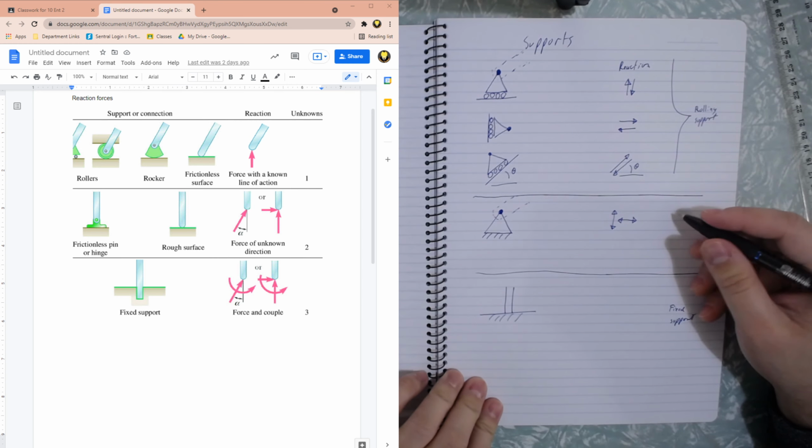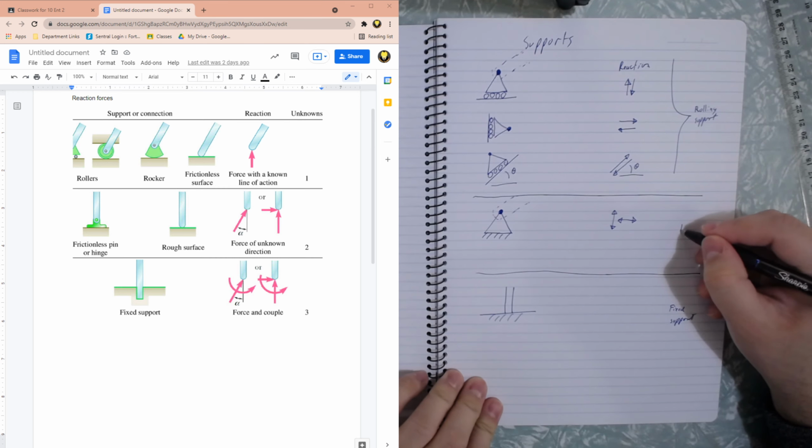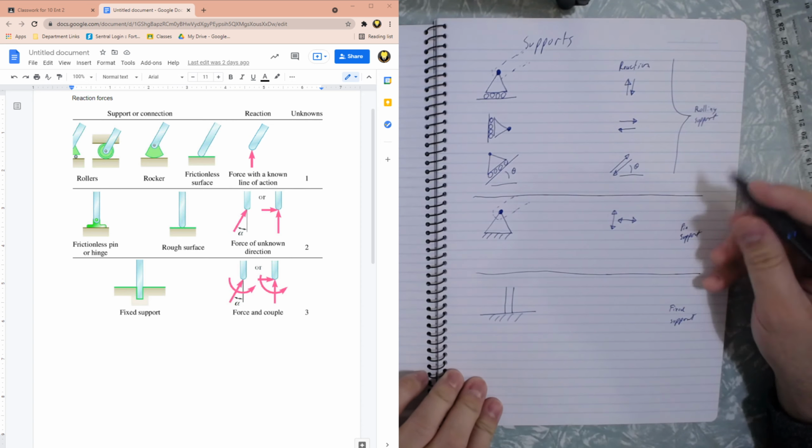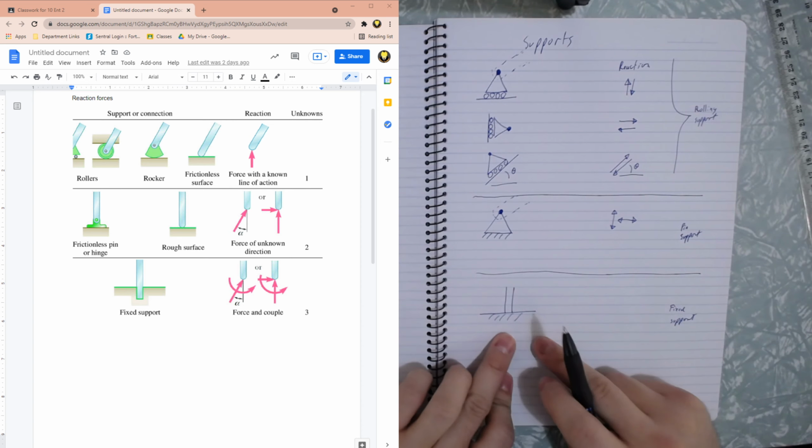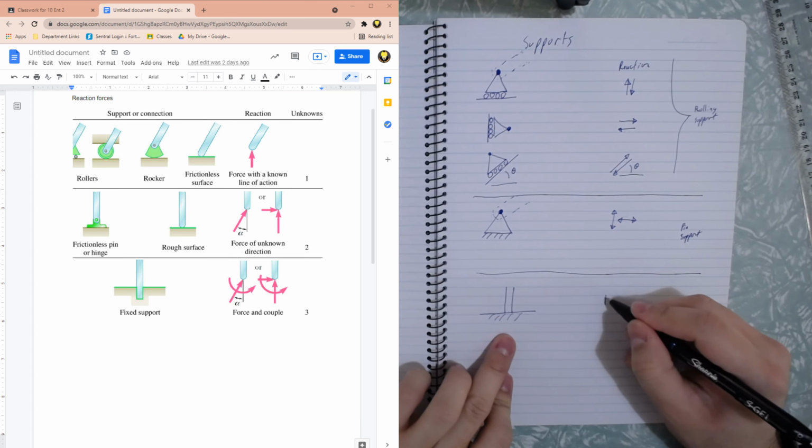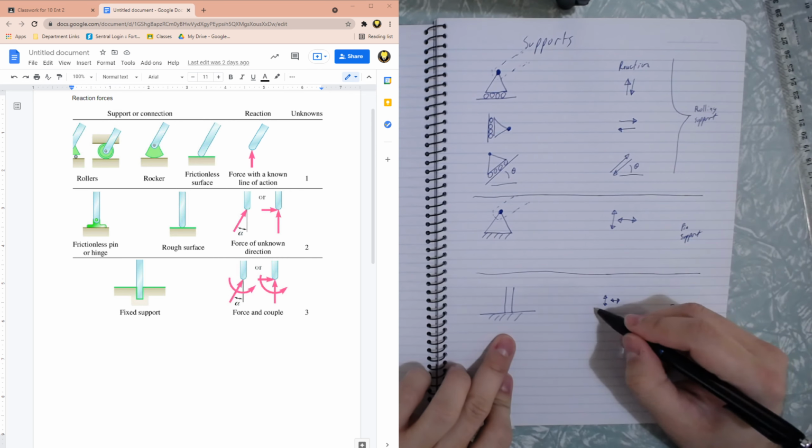And the previous one is a hinge, a pin joint. Sorry, a pin support. Alright. And this over here is able to provide a reaction in the vertical and the horizontal, but it is also able to provide support in rotation.